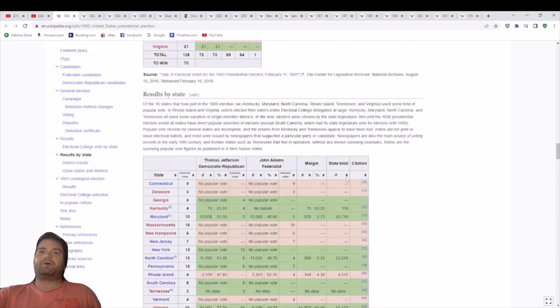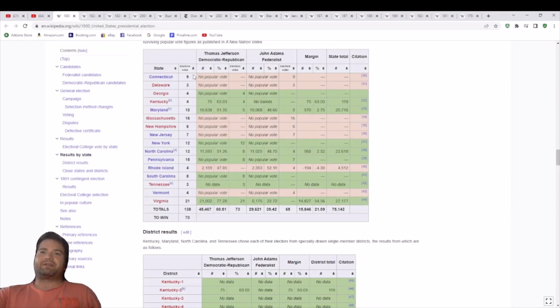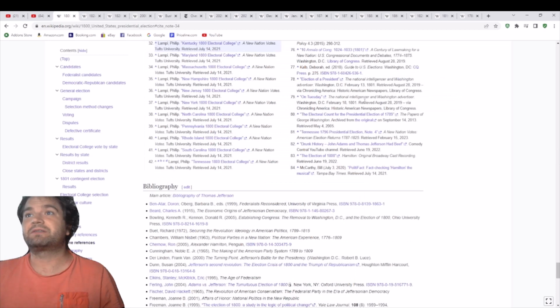Where's that election? Oh, this is interesting. Look at all these things that had no popular vote. Let's see. 1, 2, 3, 4. Alright. There's only a few states that had a popular vote, and some of them, it looks like, this guy got 75 votes in Kentucky. Don't know what happened there. Maybe this link will tell us.